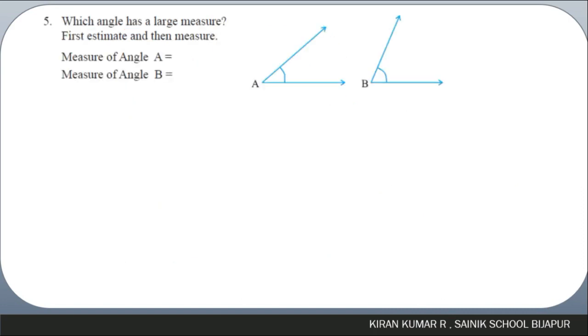Question number 5. Which angle has a large measure? First estimate and then measure it. Just by mere observation, I can just say that angle B is slightly larger compared to angle A, but then we need to estimate it. These 2 angles both are acute angles. You need to measure them using protractor. Angle A will measure 40 degrees and angle B will measure 60 degrees. You can again check this out using protractor on your textbook.